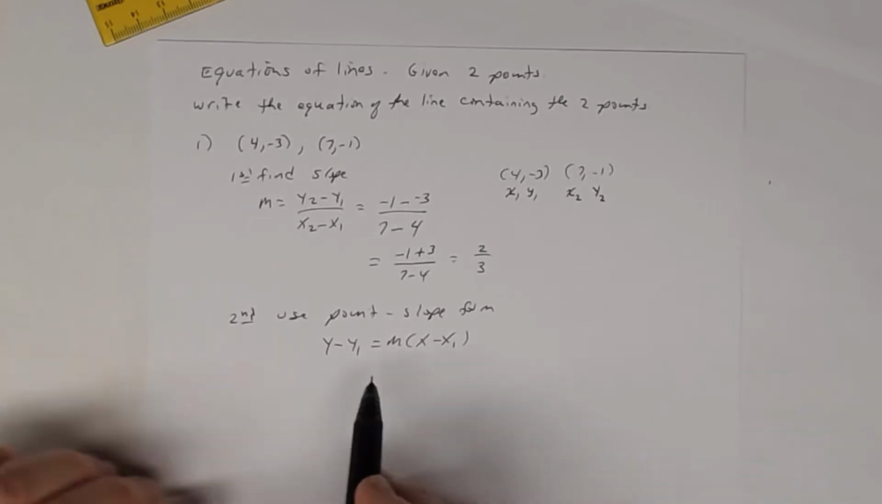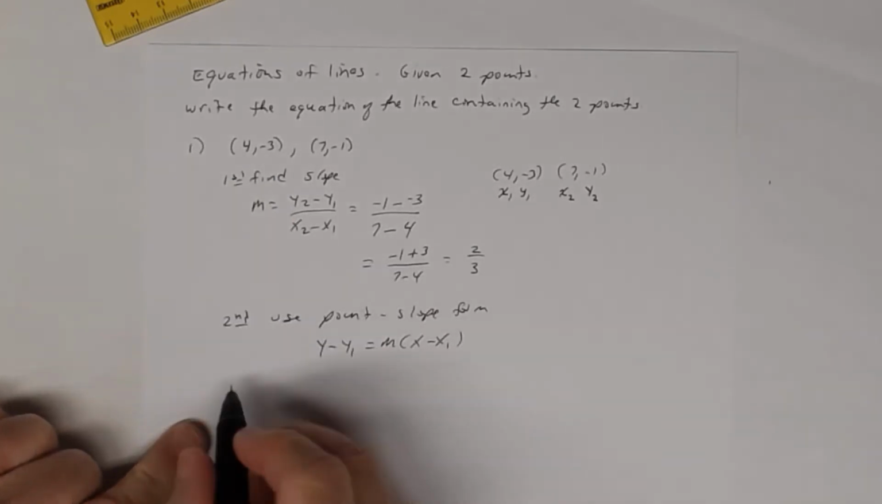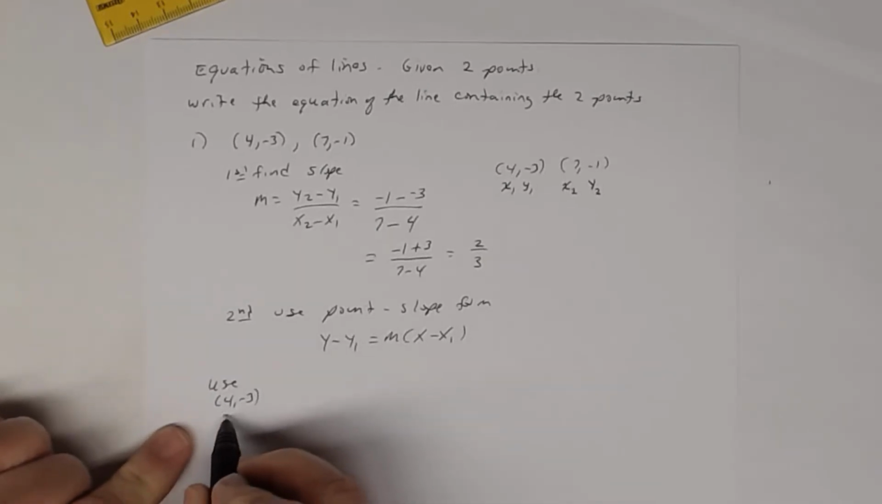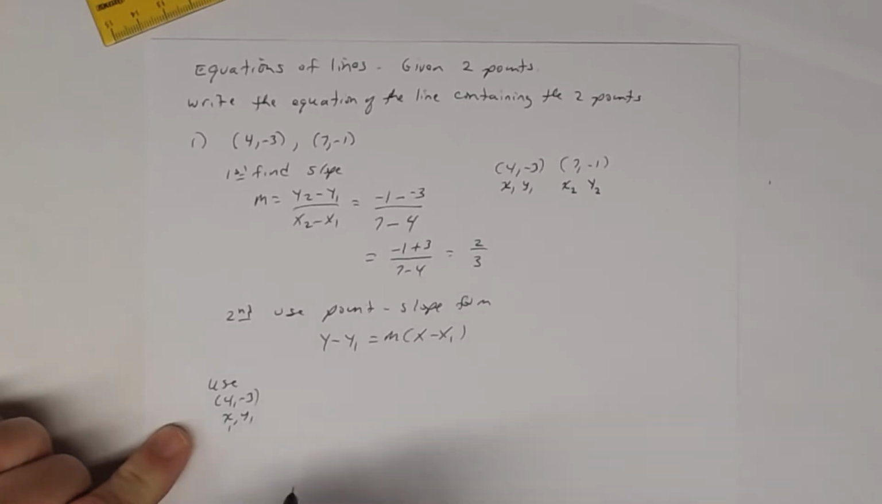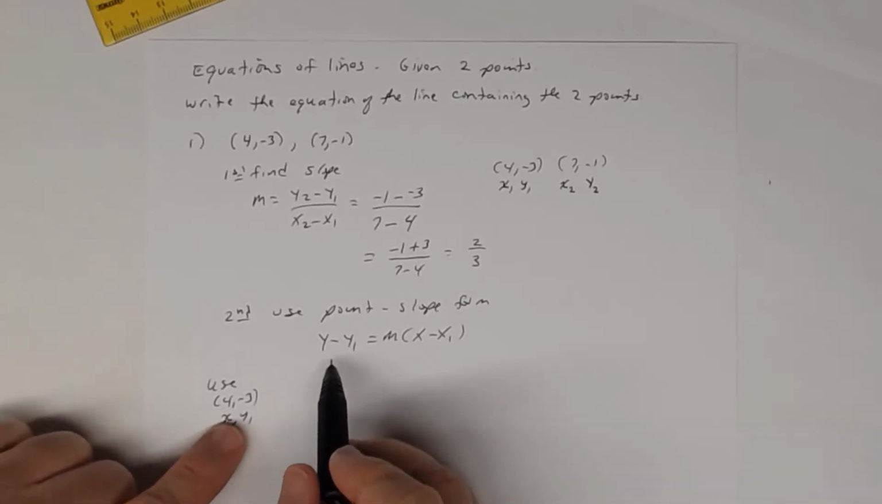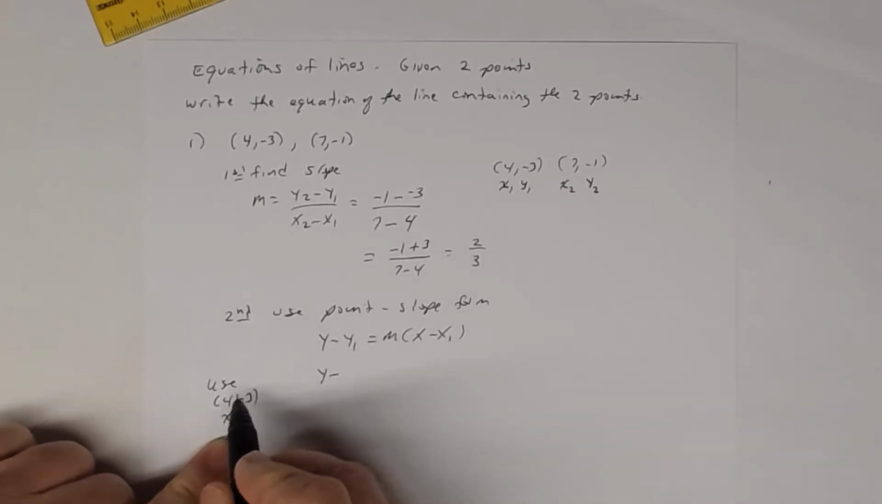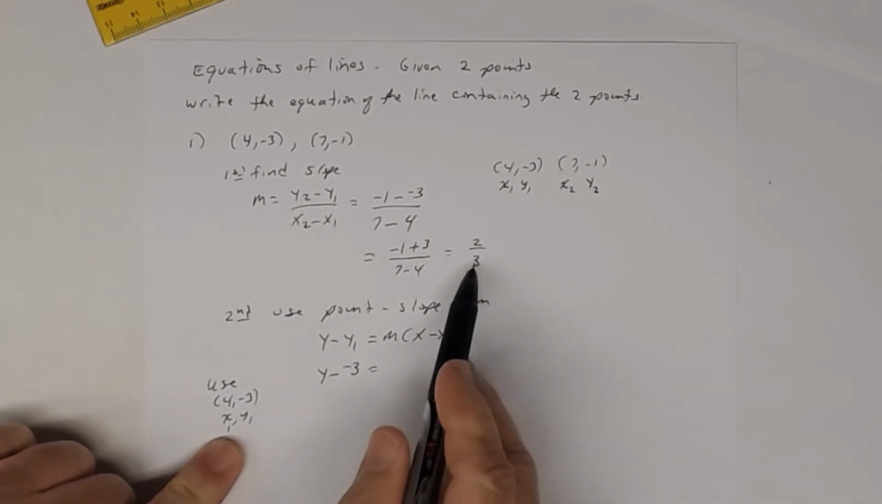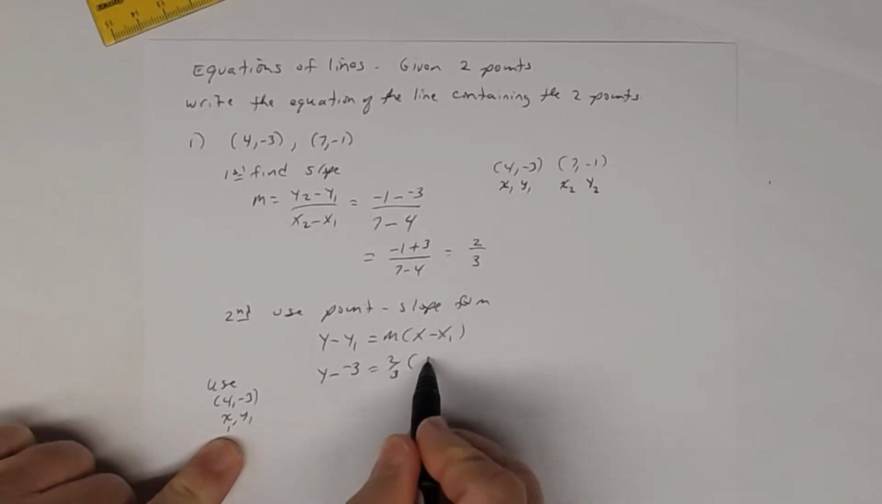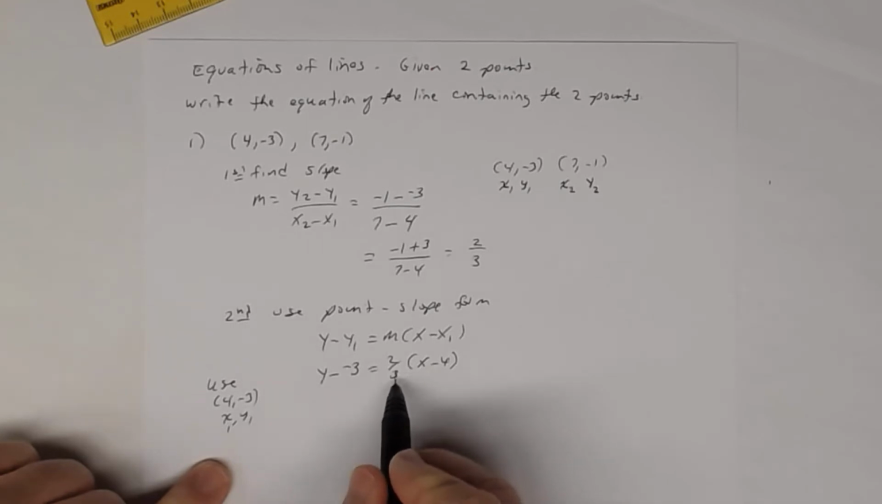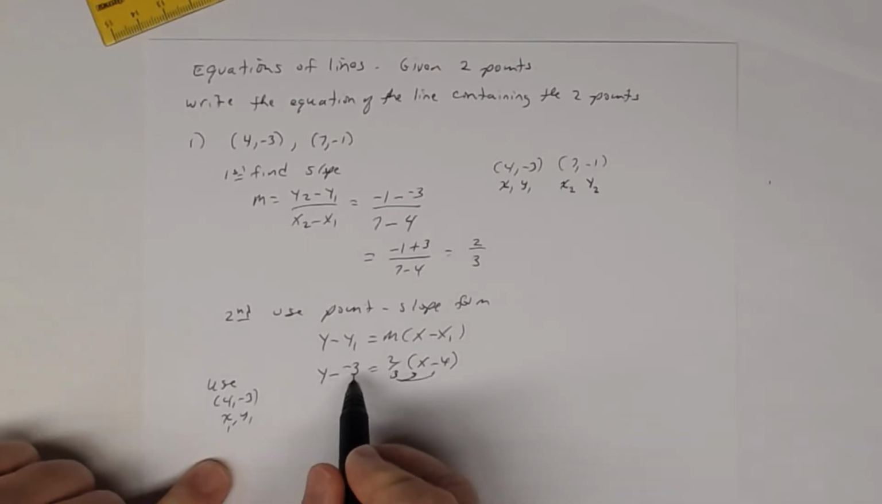Okay? So I'm going to go ahead and use the first one. So let's go ahead and use 4, negative 3. So this will be your x1, this will be your y1. All right, so let's go ahead and substitute. So I get y minus y1, negative 3, equals the slope, which is 2/3, times x minus x1, which is 4. All right, distributing, and then rewriting y subtract a negative 3 as y plus 3.